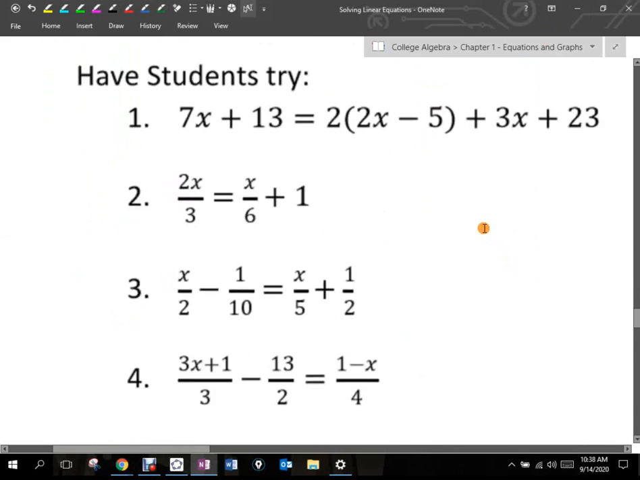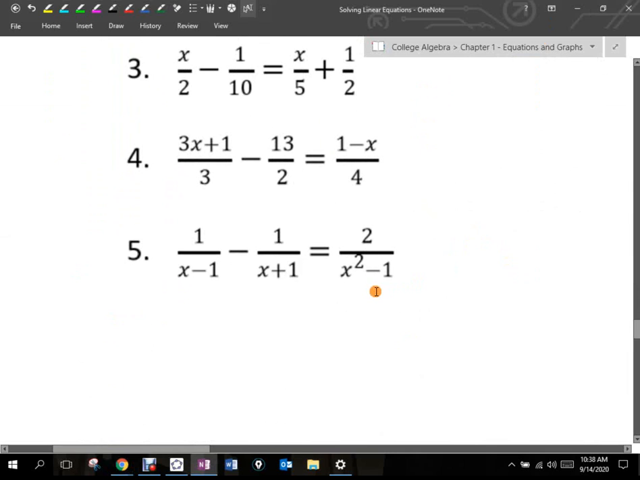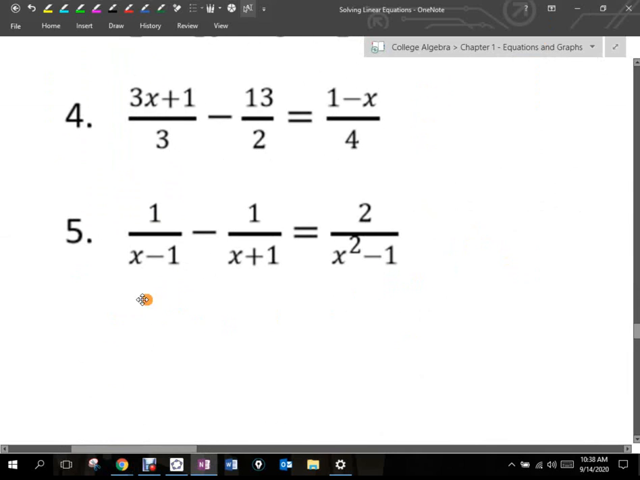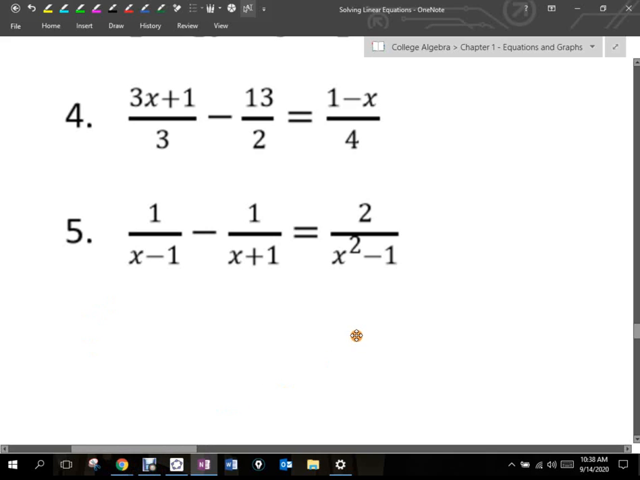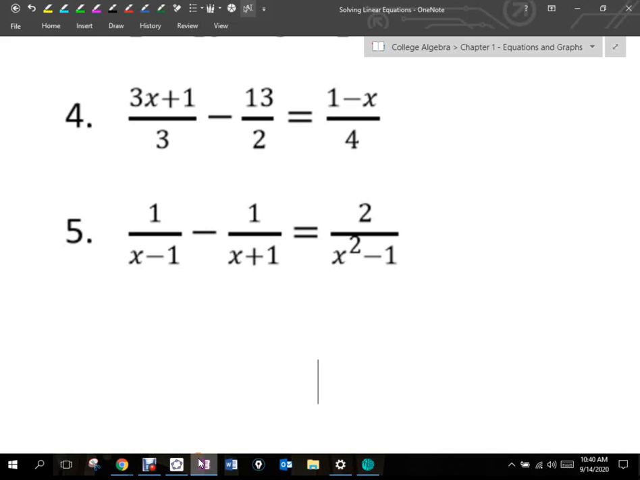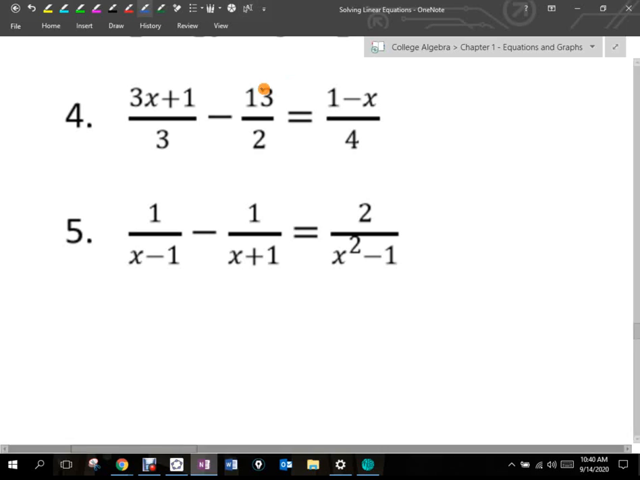Come down to these bottom here. It says have students try. I want you guys to give number 5 a shot. What's the LCD on this guy? X plus 1, X minus 1. Good. Okay. X plus 1, X minus 1.